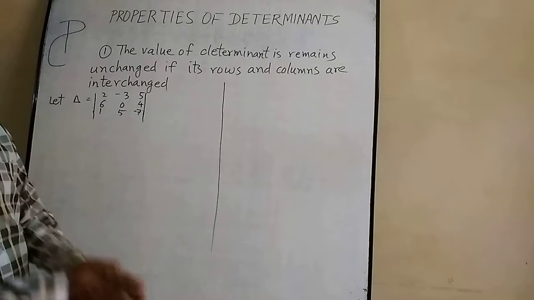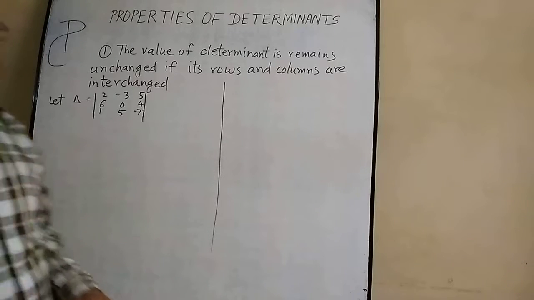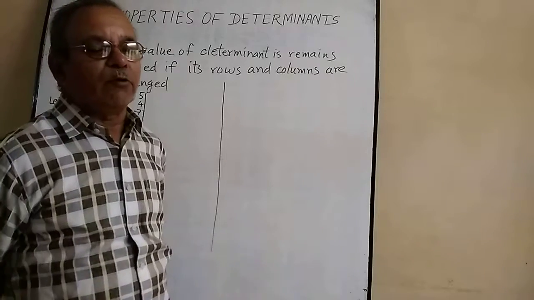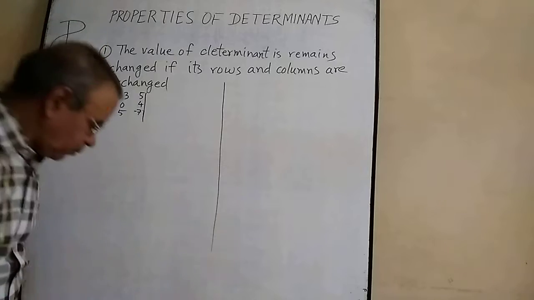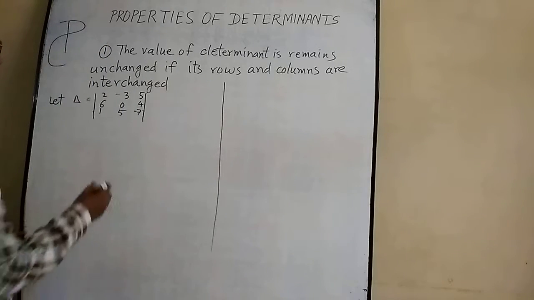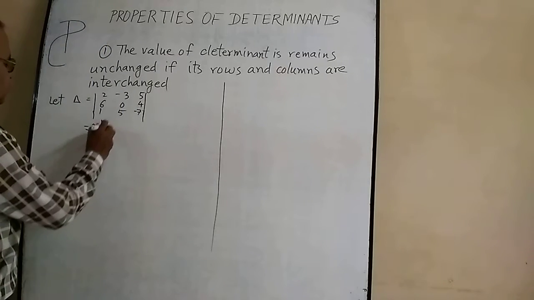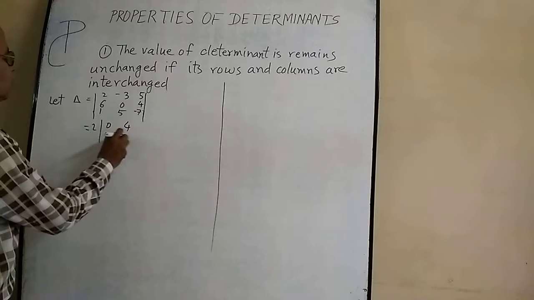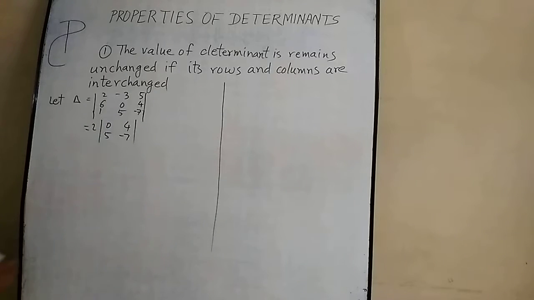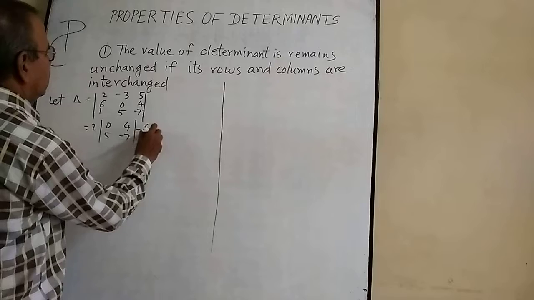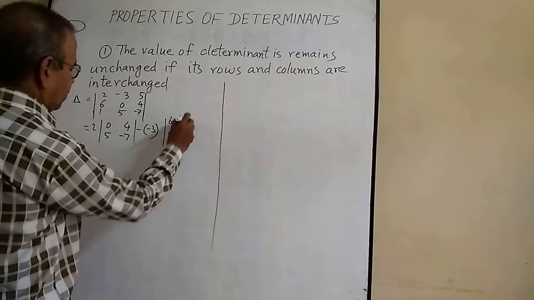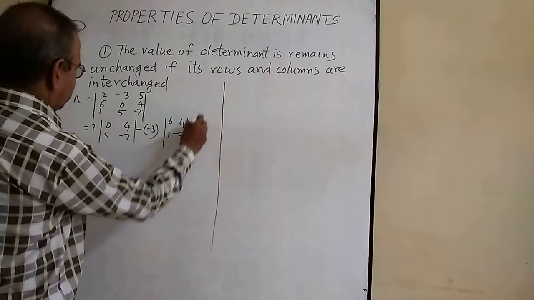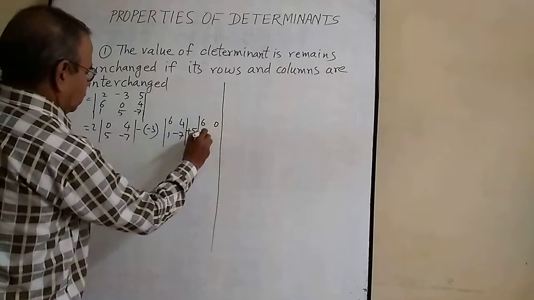In the first property, when we interchange the rows and columns, there will be no change in the value of the determinant. So we can write 2, 0, 4, 5, minus 7, that is minus 3, 6, 4, 1, minus 7, and plus 5, 6, 0, 1, 5.